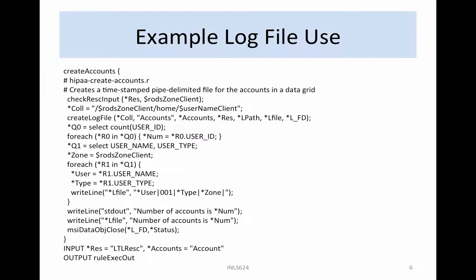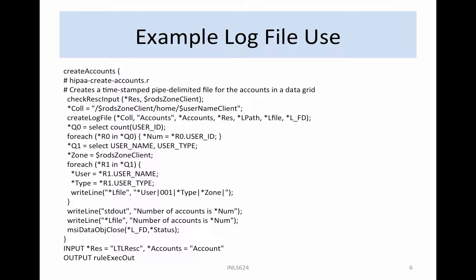The rule HIPAA create accounts creates an internal report that lists the accounts in the data grid. A timestamped version of this report is kept to help track the chain of custody. This rule calls the create log file policy function to create a new log file. The rule is shown here. The rule constructs a query to find all of the users of the data grid. A pipe delimited line is added to the report for each user, which lists the username, the user type, and the home data grid.